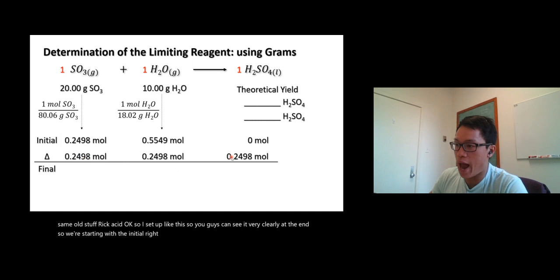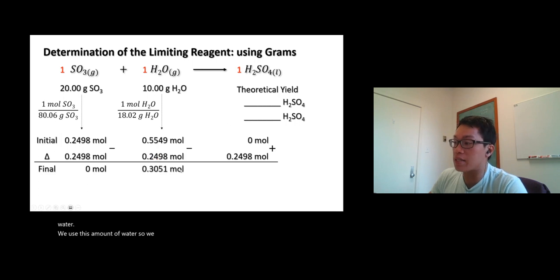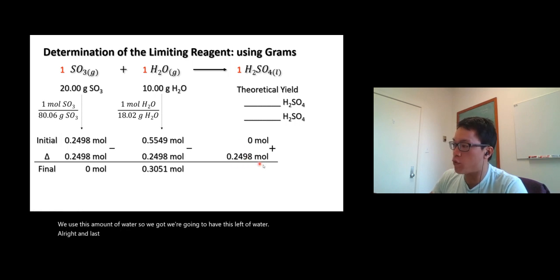Delta is the change during the reaction, and then the final. At the end, we used up all the sulfur trioxide, so you get 0 left. Water, we use this amount of water, so we're going to have this much water left. And last one, we're making 0.2498 moles of sulfuric acid.